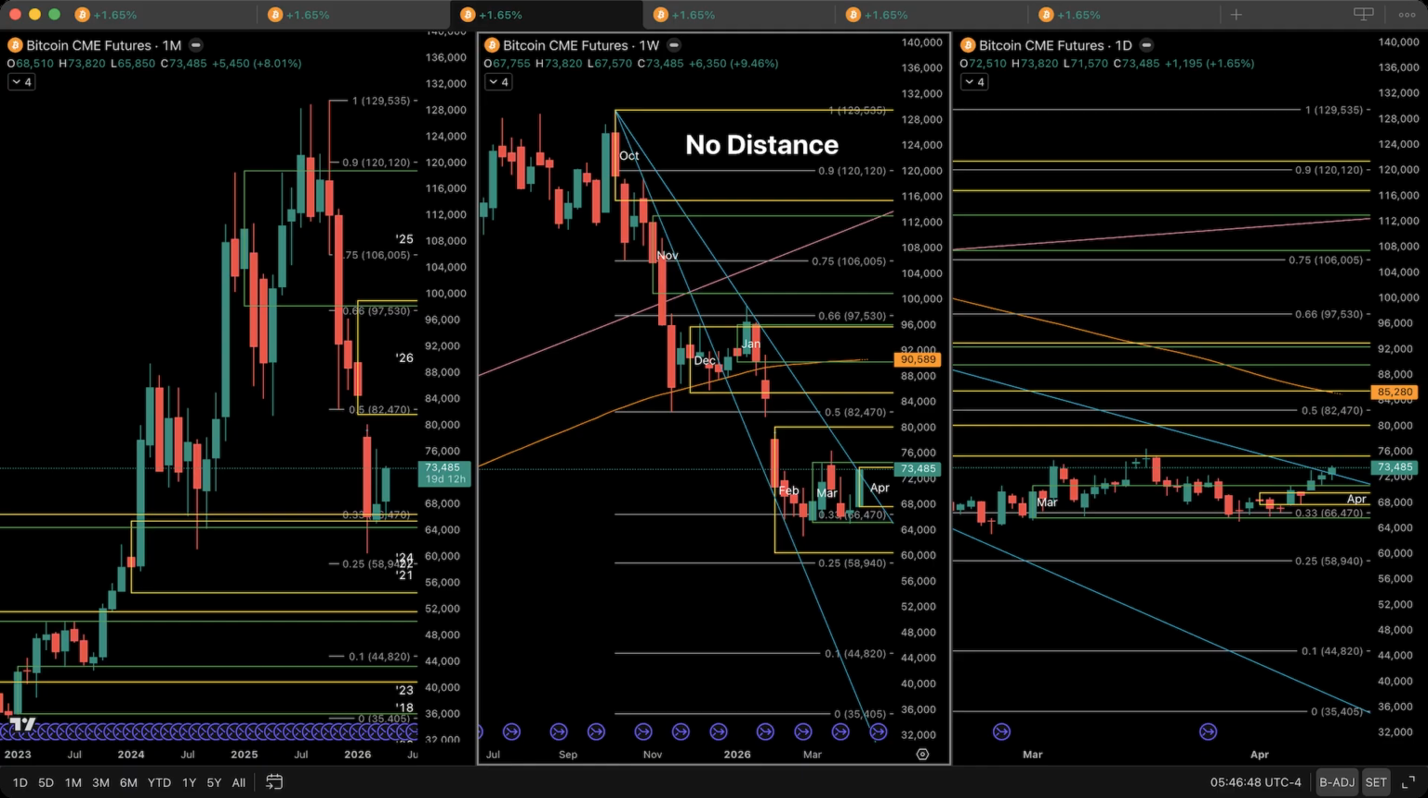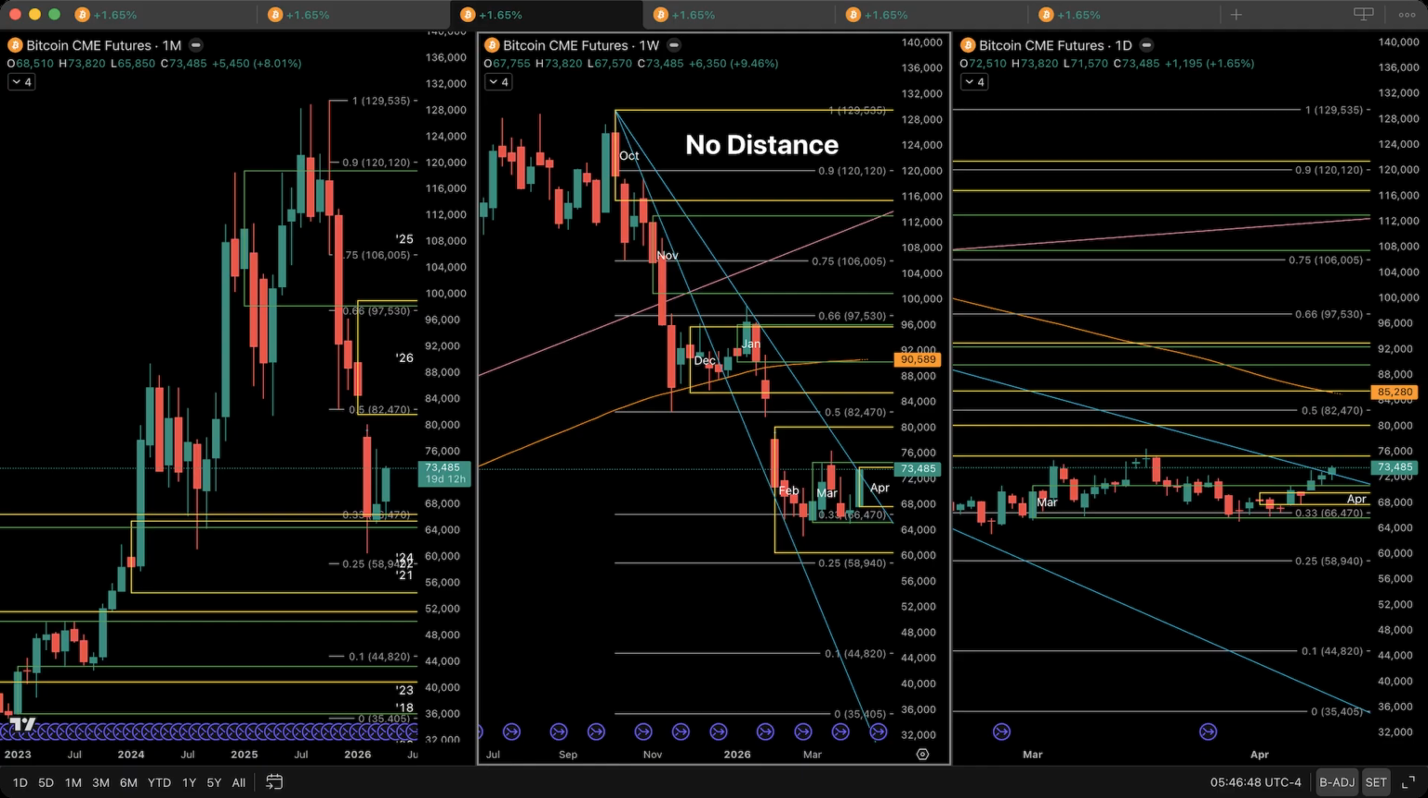Now the sequence continues. The weekly anchor forms inside prior structure. From this location, distance opens toward the next boundary. Price reaches that boundary. Reaction appears. It does not hold outside. It returns. This sequence repeats.